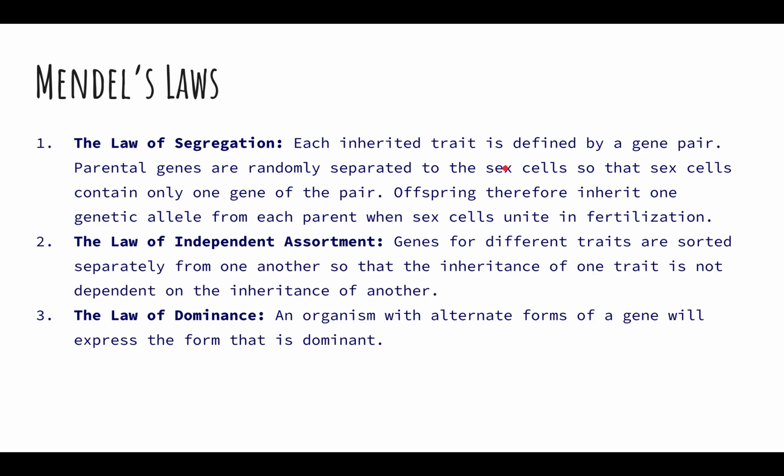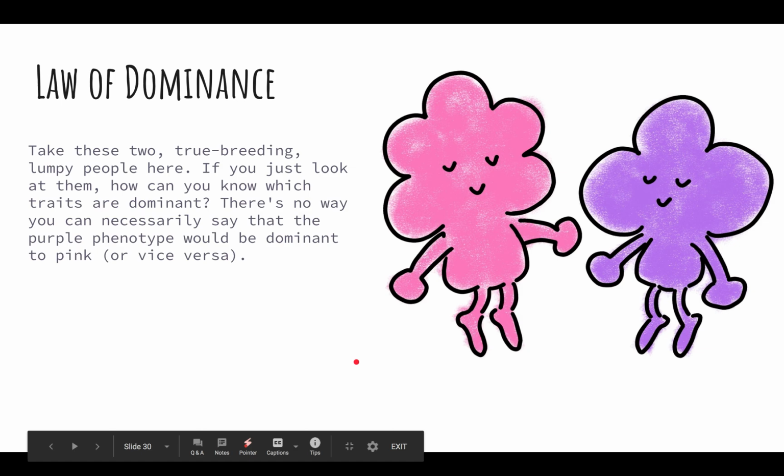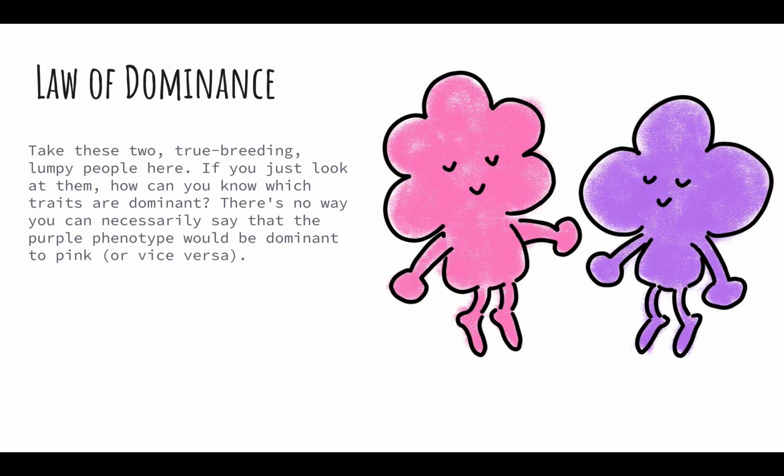The third law is called the law of dominance, and fortunately it's probably the easiest one to understand. The law of dominance is that an organism with alternate forms of a gene will express the form that is dominant. So that's pretty obvious. Take these two true-breeding lumpy ones: if you just look at them, you can't tell which trait is dominant. If we've never studied their genotype, we wouldn't know. The only way to know is to do like Mendel did, which is to crossbreed them and see what happens.